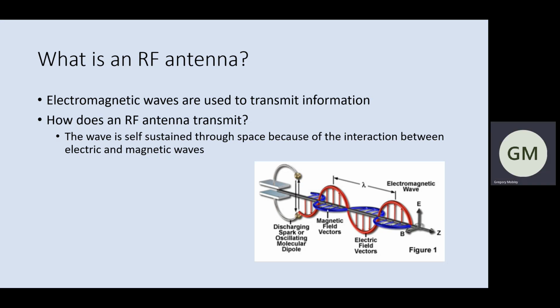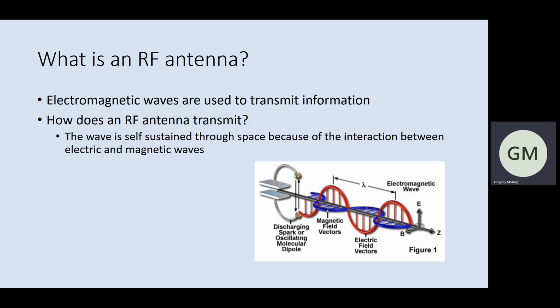So what is an RF antenna? RF antennas use electromagnetic waves to transmit information across distances. We learned that electrons create electric fields and currents create magnetic fields. And so the way an RF antenna transmits is that on its elements, it uses voltage potential differences and currents to create an electromagnetic wave in free space.